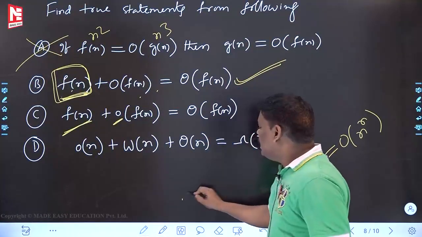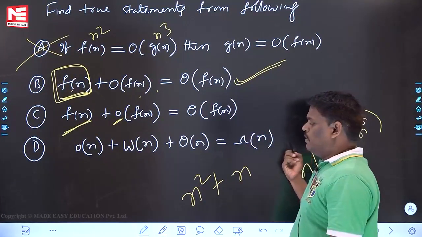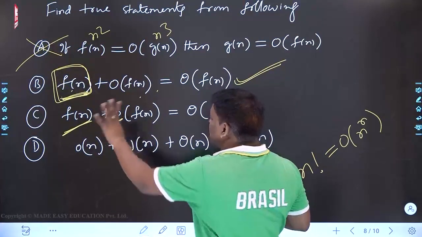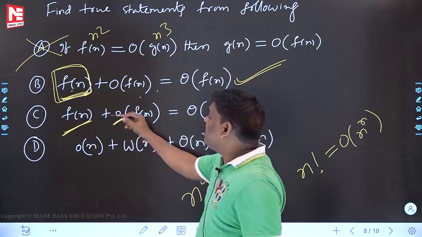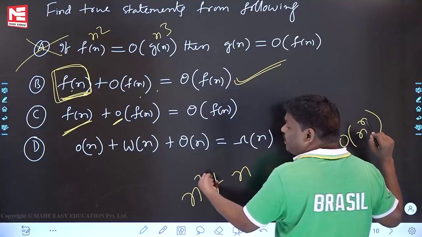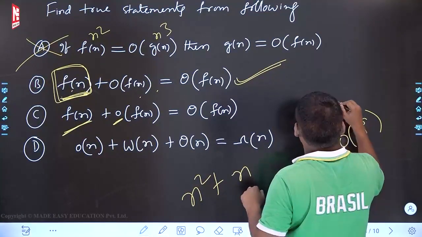Can you help me now? n square plus something less than n square gives n square. Here, see this one. Assume that Fn is n square. I am repeating once again: assume that Fn is n square.